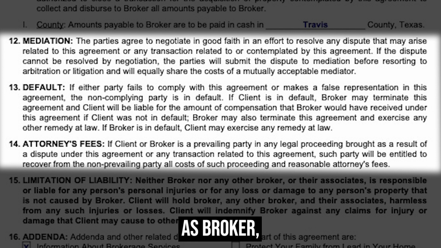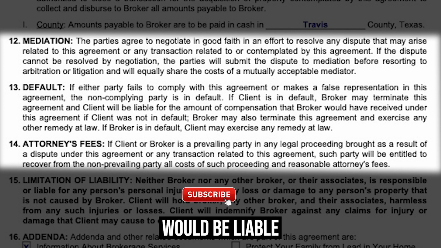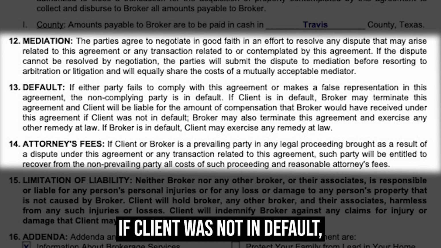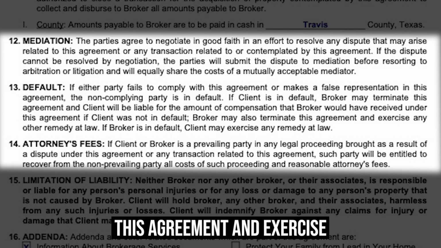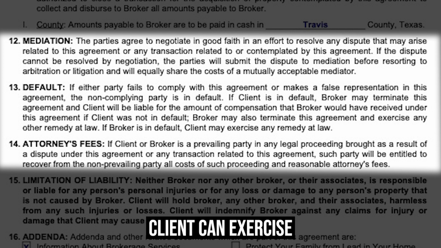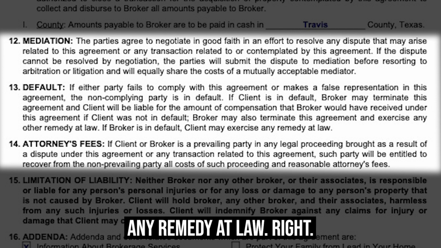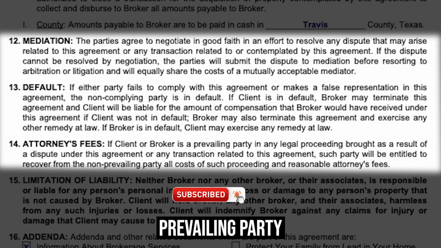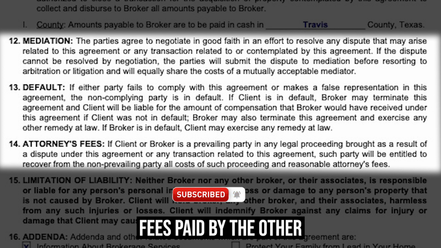If they're in default, it says the broker may terminate this agreement and the client will be liable for the amount of compensation that the broker would have received under this agreement if the client was not in default. The broker may also terminate this agreement and exercise any other remedy by law. If the broker's in default, the client can exercise any remedy at law, right? So what happens if they go into default? Attorney's fees. If you go to court, the prevailing party typically can get attorney fees paid by the other.